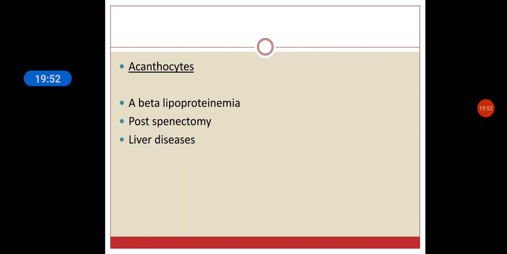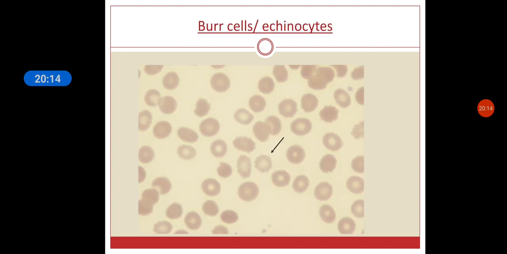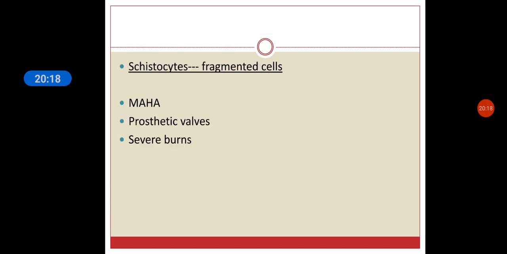Okay. Then you have acanthocytes. Acanthocytes are usually seen post splenectomy or in cases of liver disease, in cases of beta lipoproteinemia, all these things. Then Burr cells can also be seen in cases of uremia, when there is severe chronic kidney disease. In cases of CKD, you will find Burr cells. These are the Burr cells. They have crenated cells.